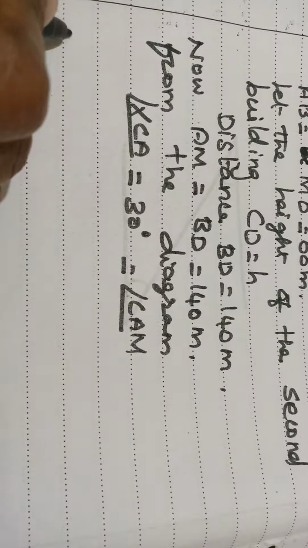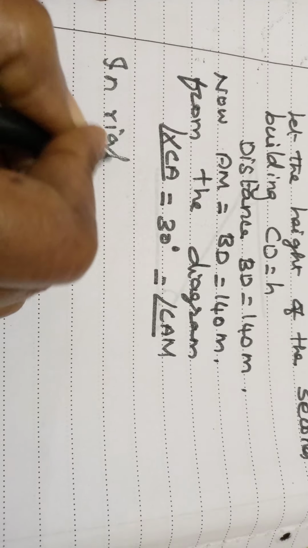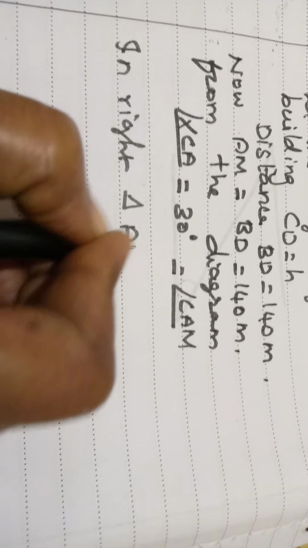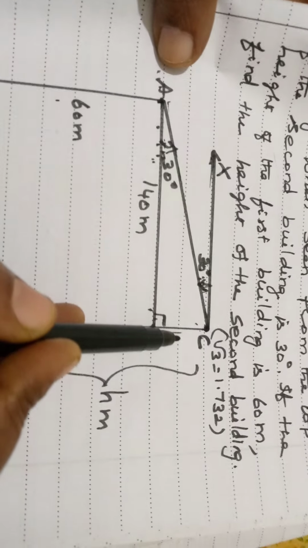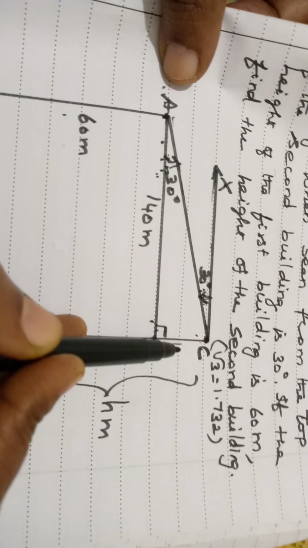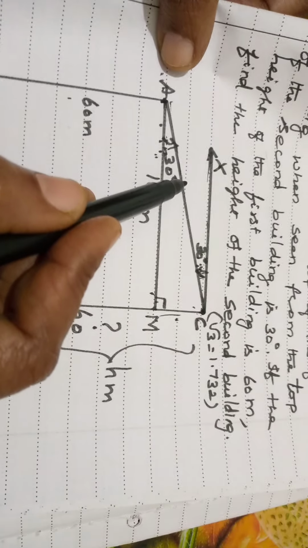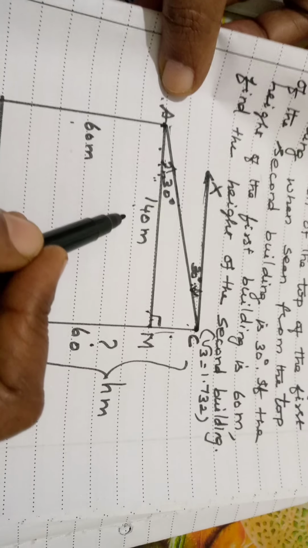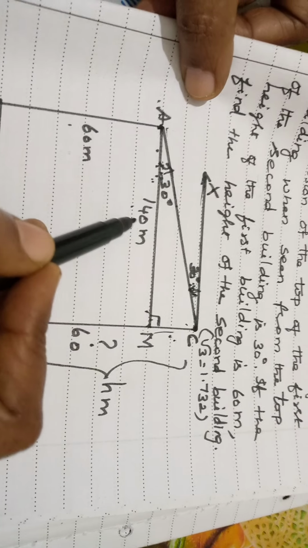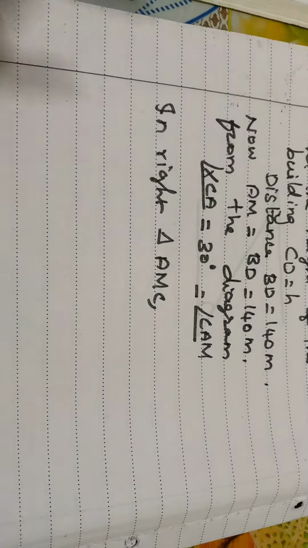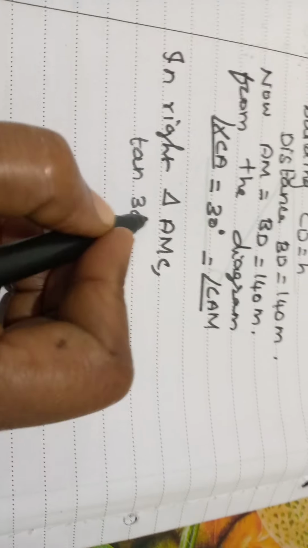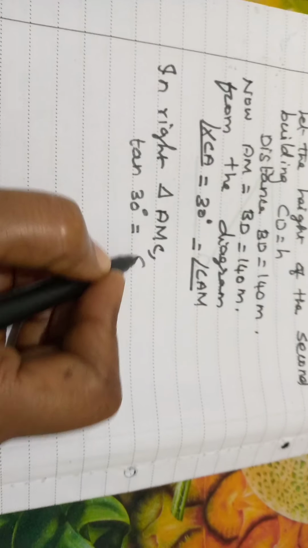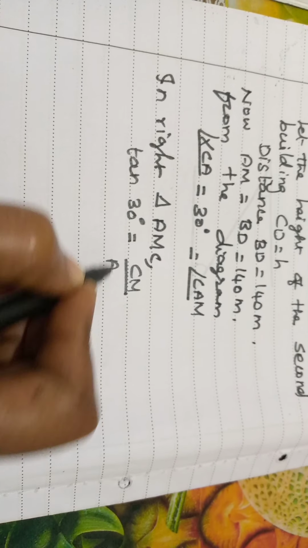In right triangle AMC, see here, the opposite side only we need to find out. So what ratio can be used now? Adjacent value is there, hypotenuse is not necessary, so tan ratio can be used. Opposite by adjacent. So tan 30 degree, theta is given 30 degree, tan 30 is equal to opposite side CM by adjacent AM.